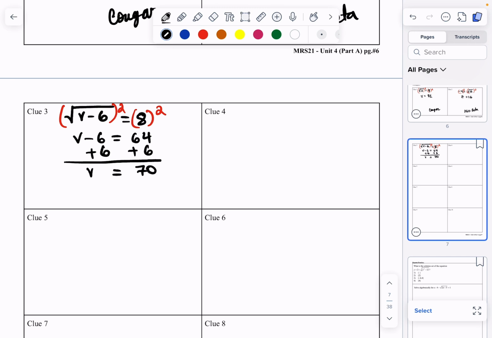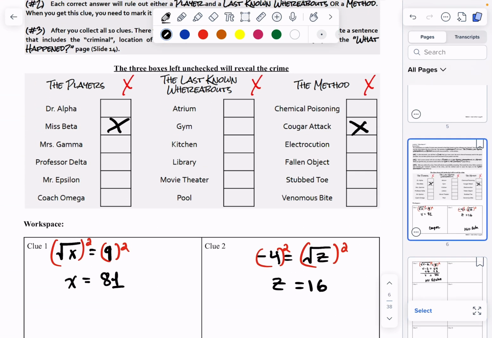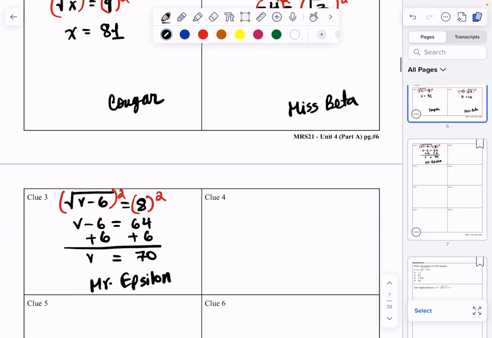And for that one, the clue was Mr. Epsilon. And he was lifting weights at the gym, so we can cancel out Mr. Epsilon. Do we have gym? Yeah, we have gym. Let me see if I could cancel out one more thing. Oh, we could have canceled out pool from the earlier problem for 81. Okay, let's take a look at clue number 4.